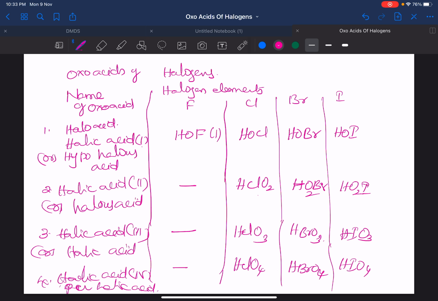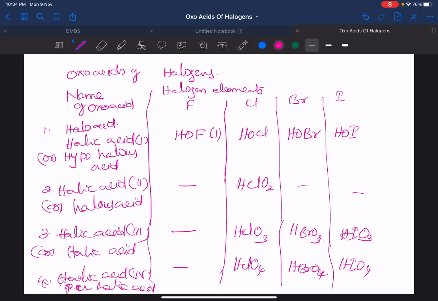Fluorine gives only hypochlorous acid, whereas chlorine gives 4 types of oxo acids, that is hypochlorous acid, chlorous acid, chloric acid and then perchloric acid. Whereas bromine gives 3 types of acids, that is hypobromous acid, bromic acid, perbromic acid. Iodine will also give 3 types of oxo acids, that is hypoiodic acid, iodic acid and then periodic acid. So these are the main oxo acids of the halogens.